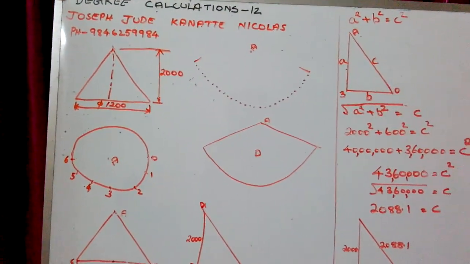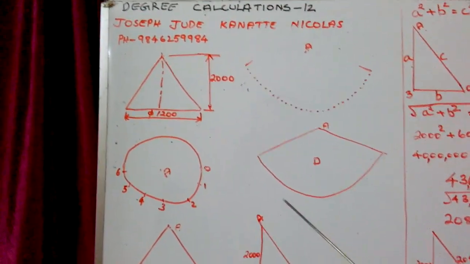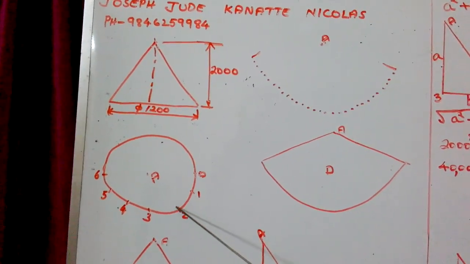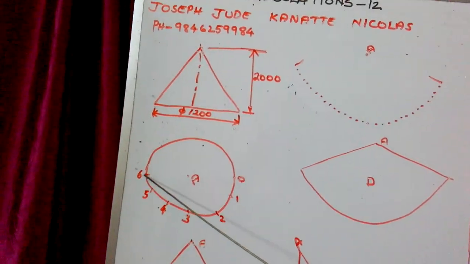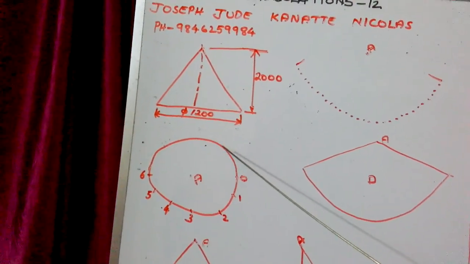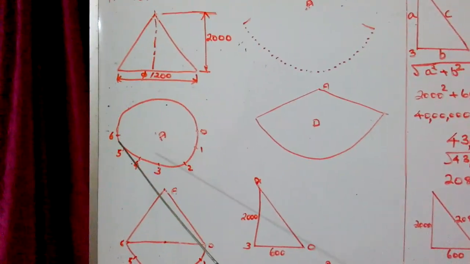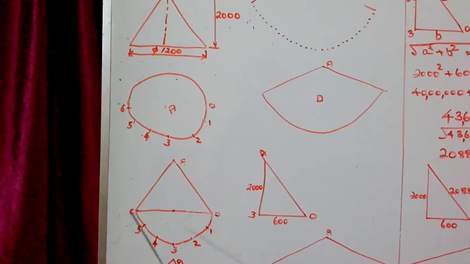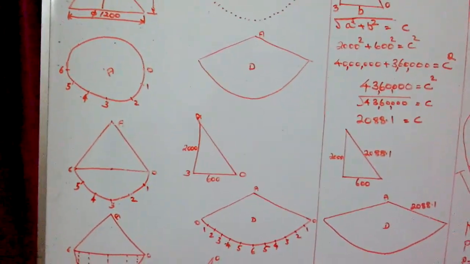For making its development, we divided it into 12 parts: 0 to 1, 1 to 2, 2 to 3, 3 to 4, 4 to 5, 5 to 6, again 6 to 5, 5 to 4, 4 to 3, 3 to 2, 2 to 1 and 1 to 0. I have just shown its half portion only. That half portion I have shown here. How will its development be?